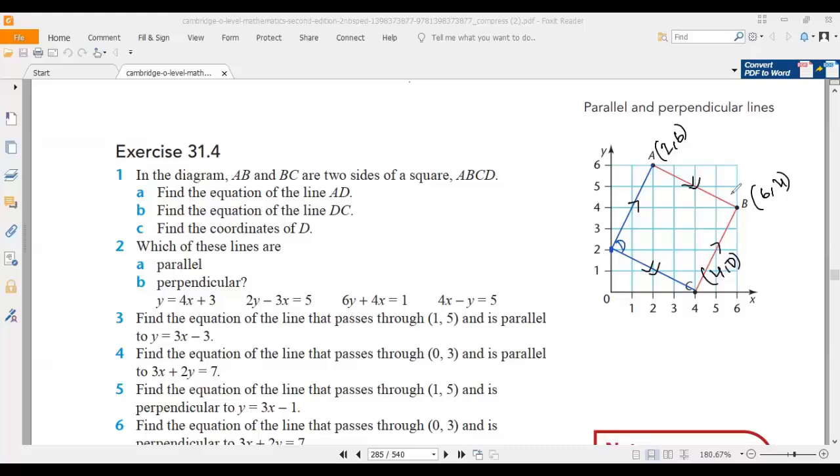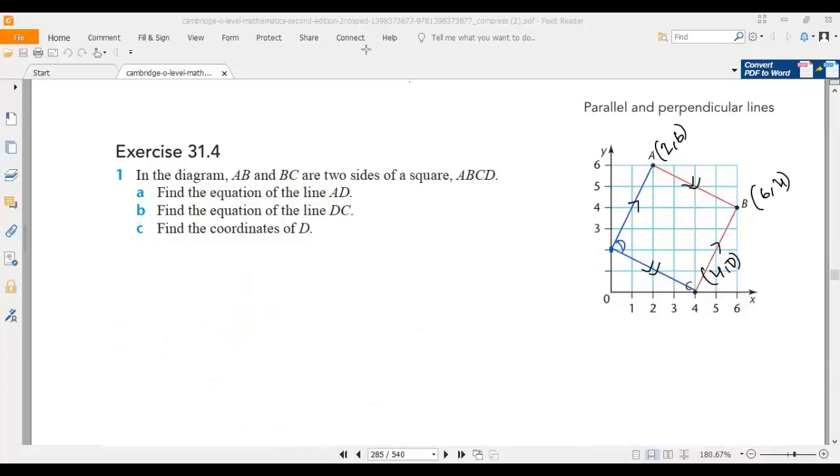Now, by using this idea, we have to find the equation of the line AD. So how can we find the equation of the line AD? We don't know actually what the actual point of D is. I'm just drawing this one to make a square, but we don't know actually whether D is this point or not. We'll find out after completing question number C. So let's solve question number A. In question number A, find the equation of the line AD.